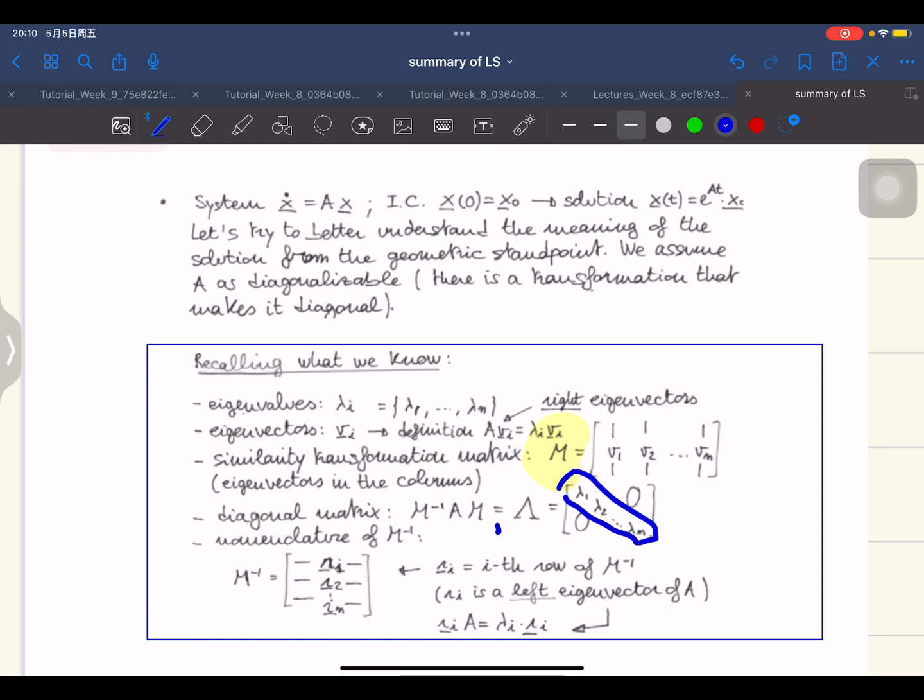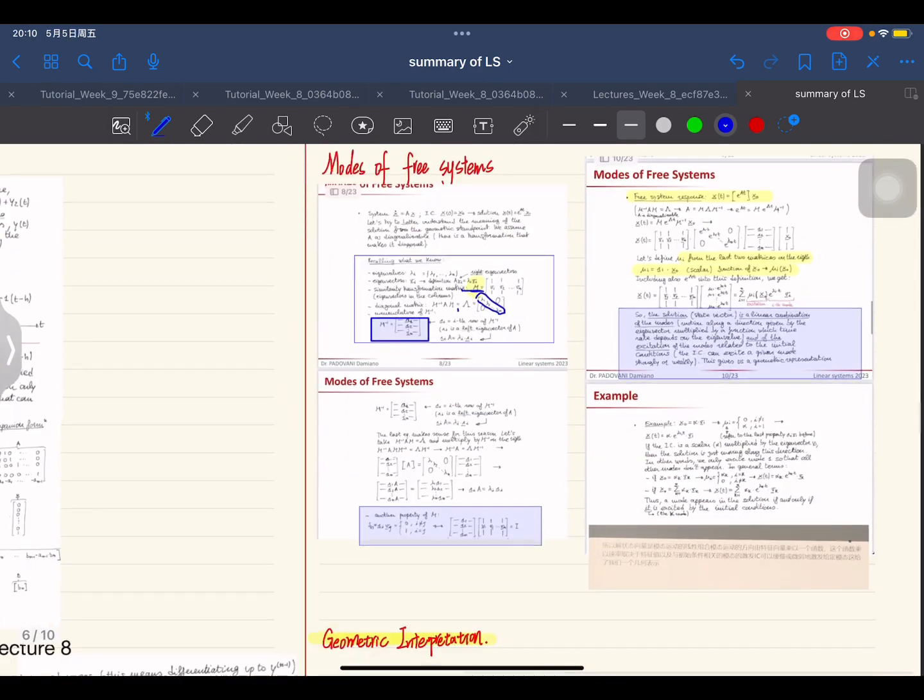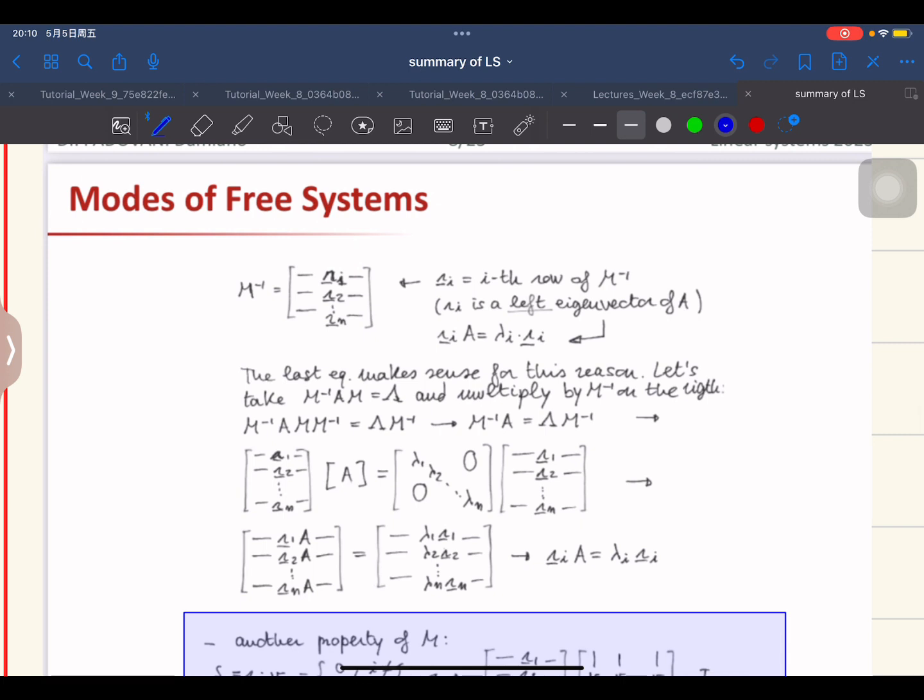And for the inverse of the similarity transformation matrix, we will use this one to represent it. Okay, this is just a simple introduction. It shows you how we represent M inverse, the matrix M. So the last equation makes sense for this reason. Let's take this characteristic equation and multiply by M to the minus 1. Because if we multiply by M to the minus 1, it would become M to the minus 1 times A equal lambda M to the minus 1. And what's the lambda? It is the eigenvalue.